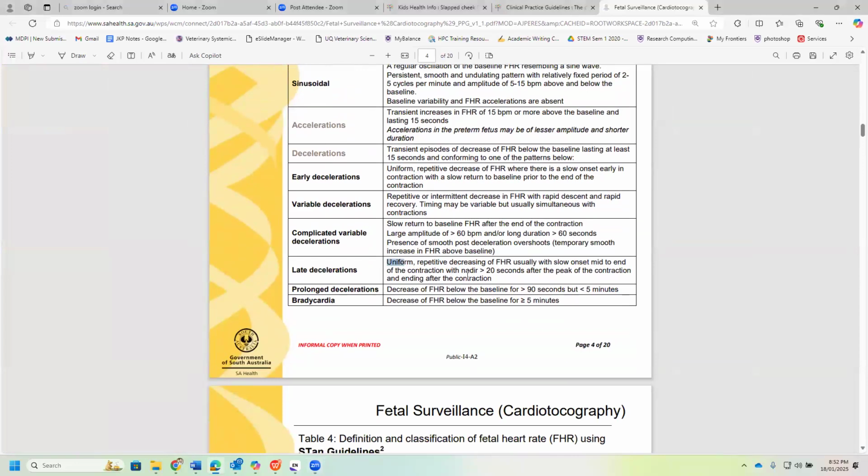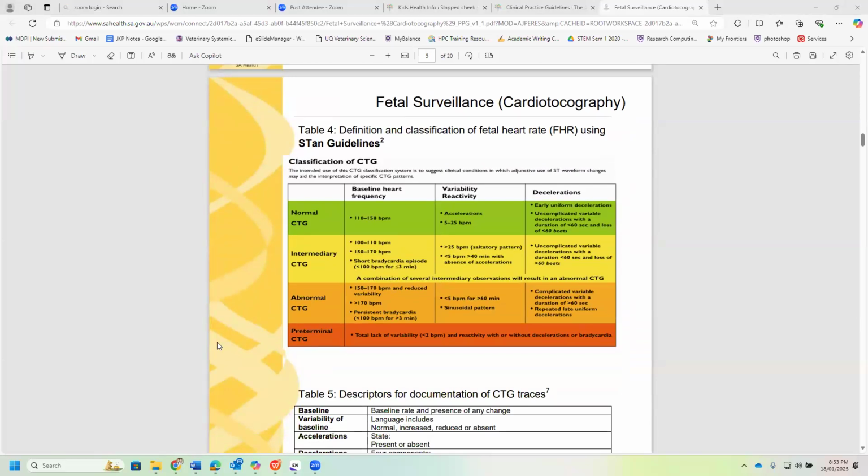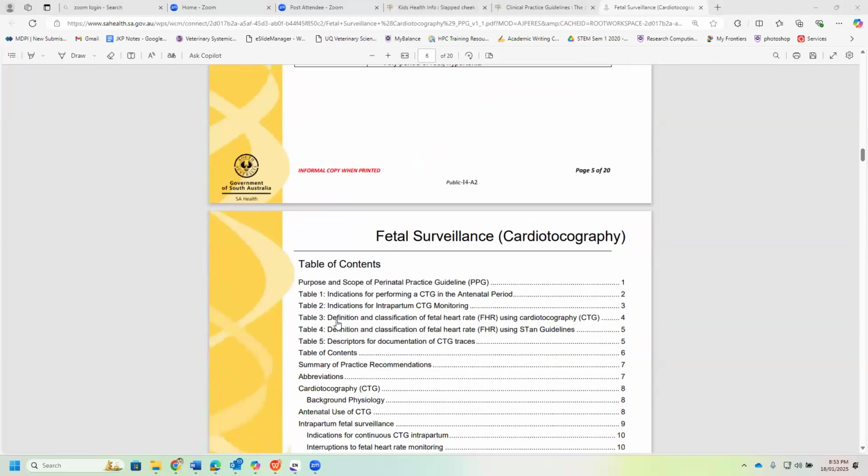Late deceleration is when you have a repetitive decreasing heart rate with slow onset in the middle of the contraction, just like in our CTG. So the dome of the contraction is opposite to the heart rate of the baby, like opposite pyramids against each other. All right. So this was the late CTG, and late decelerations in the CTG are classified as a red or abnormal CTG. Yes, you do have to learn all these patterns, otherwise you won't be able to identify the CTGs.